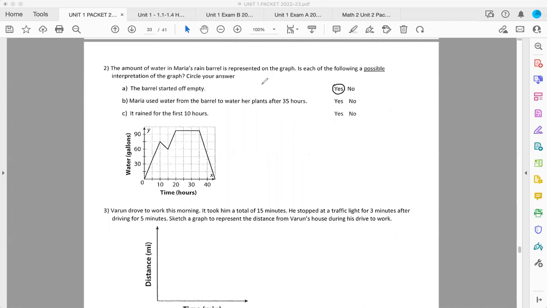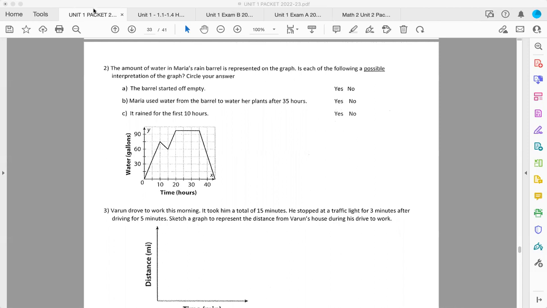Maria used water from the barrel to water plants after 35 hours. So this is the 35th hour, right? If she waters, that means whatever was in the barrel is going to go down in terms of the amount of water, in gallons. So that is also a possibility. C, it rained for the first 10 hours. This is the first 10 hours. So what's happening in the barrel? We're gaining water. So that is also a possibility. Okay, so all these 3 are possibilities.